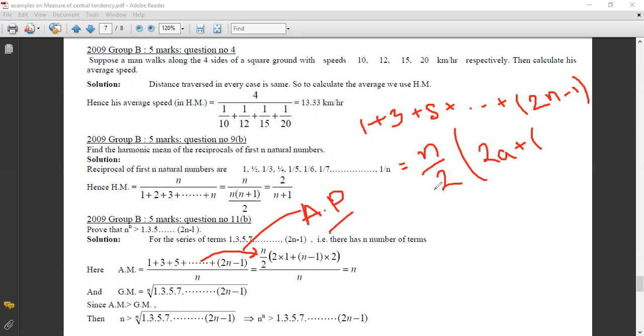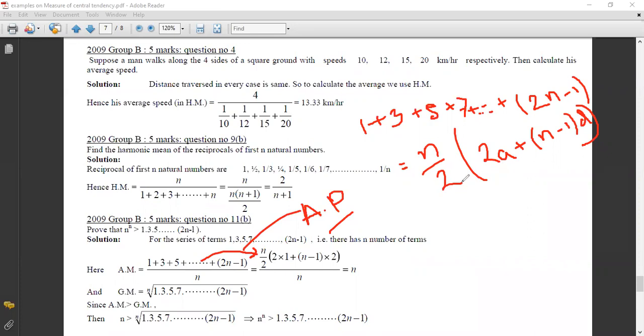Write it AP, arithmetic progression. I repeat, ARITHMETIC, arithmetic progression, PROGRESSION. And the formula is the sum of this 1 plus 3 plus 5 plus 7 plus up to 2n minus 1, there is n number of terms, and the formula is n, মানে number of terms, কতগুলো আছে, n সংখ্যক আছে, so you have to write n by 2.